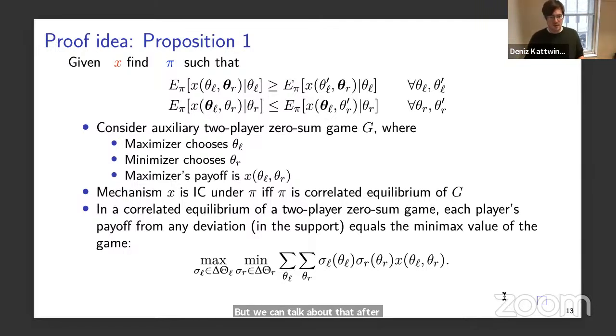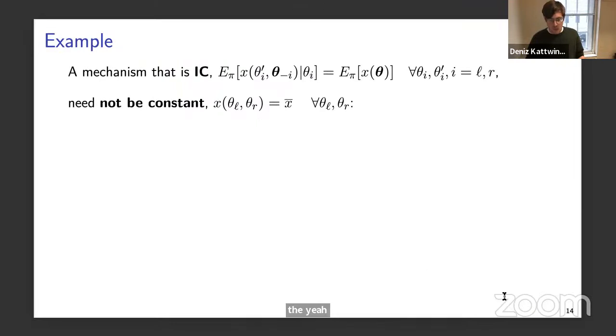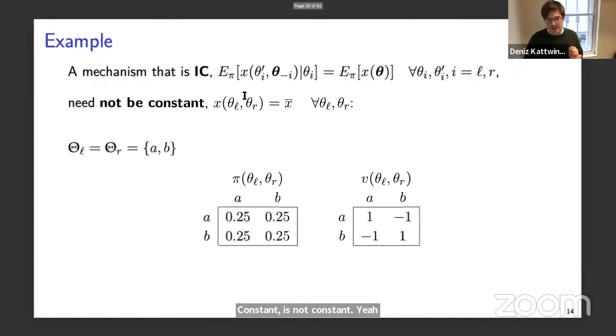Okay. I want to point out here, and I want to do this with an example, that this is not the end of mechanism design in this setup. You could be a bit pessimistic and say, well, you showed us interim everything must be constant, so what can we do? What I want to show you with this example is there's a lot to do. A mechanism that is IC, aka interim constant, is not constant. Let's see this with an example.